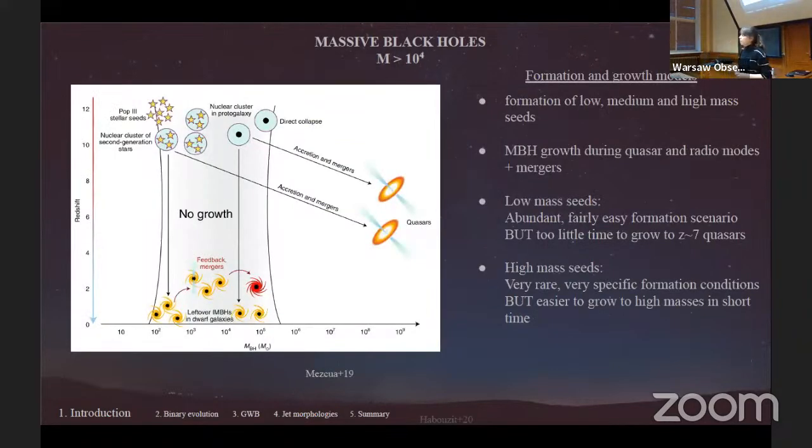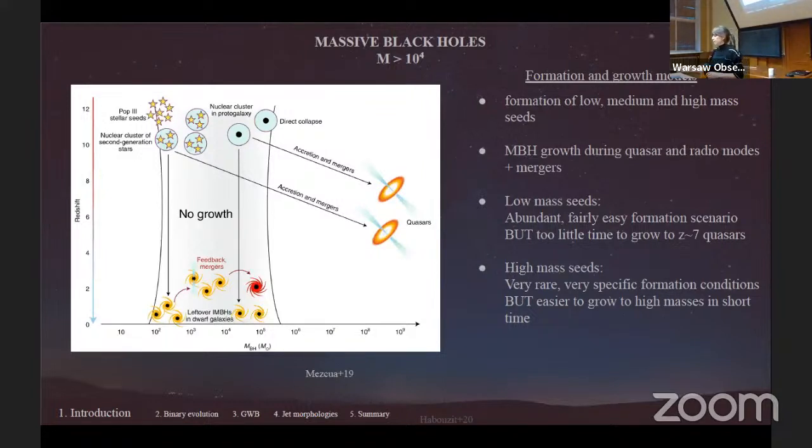So we have a few ideas of the formation and growth models. The basic problem here is that the evolution starts very early in the universe, when the first stars and first galaxies started to be born, and this is where we cannot look with our telescopes. So the most popular scenarios involve either low, medium, or high mass seeds.